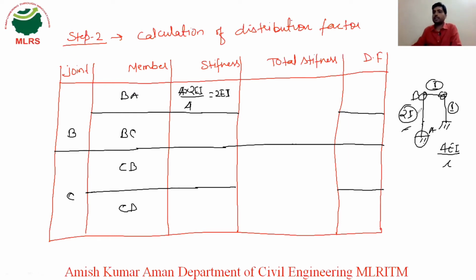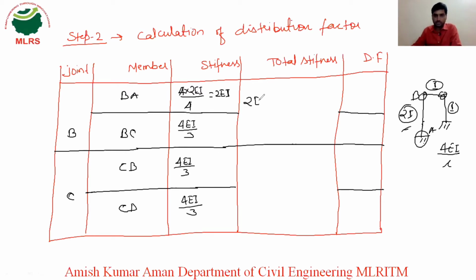Because this L span is 4, this is your 3, this is your 3. So again for BC, we are calculating for BC and 4EI upon 3. For CB, 4EI upon 3. For CD, again 4EI upon 3. Okay. Now calculate the distribution factor.